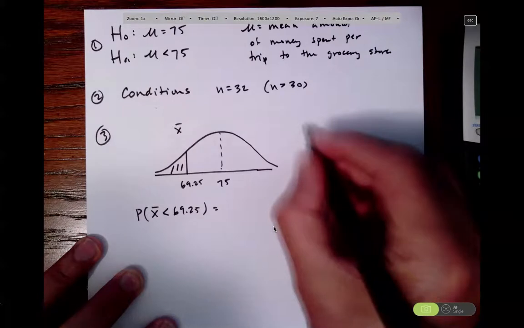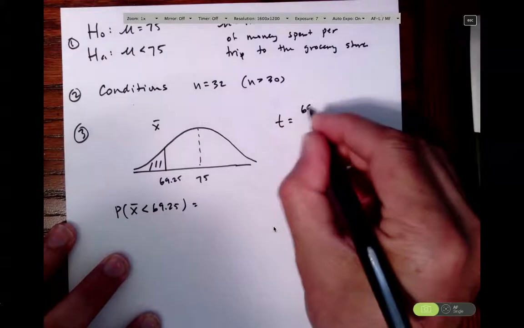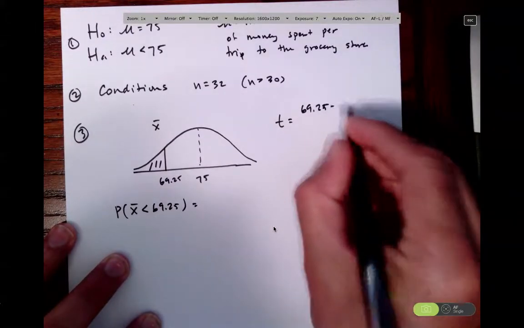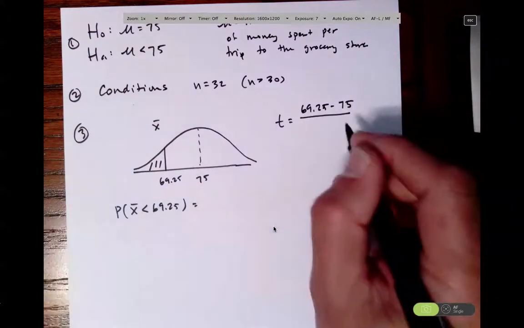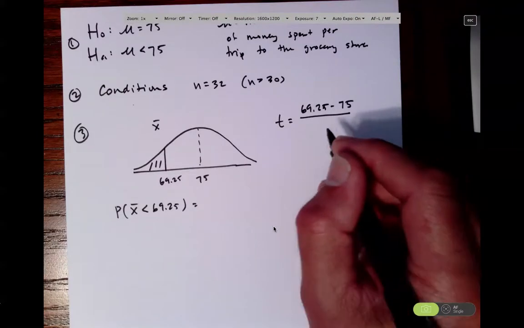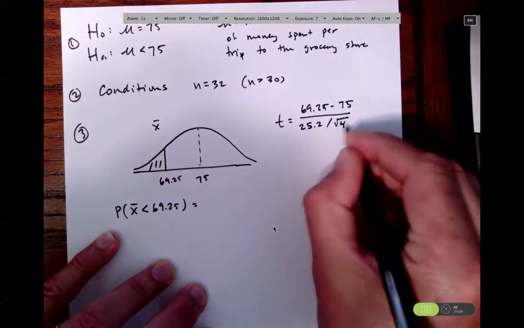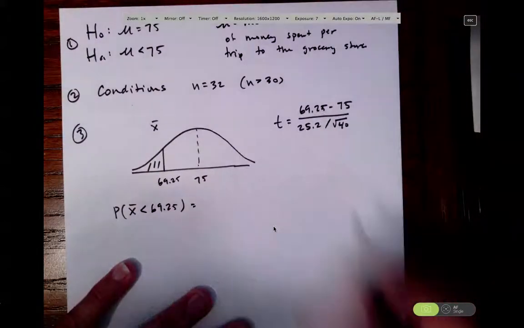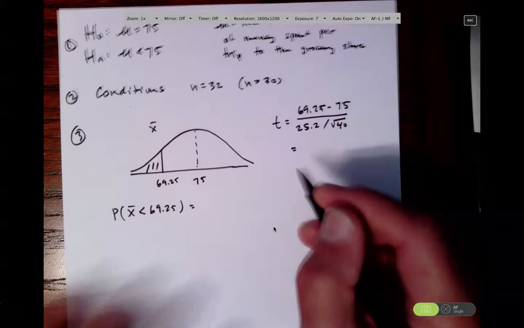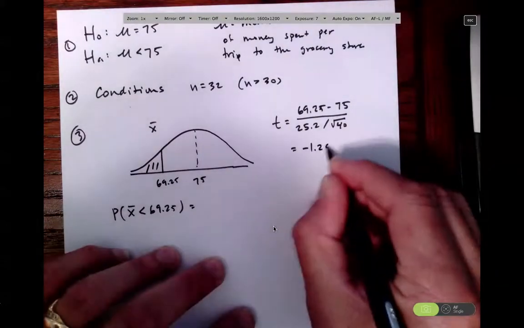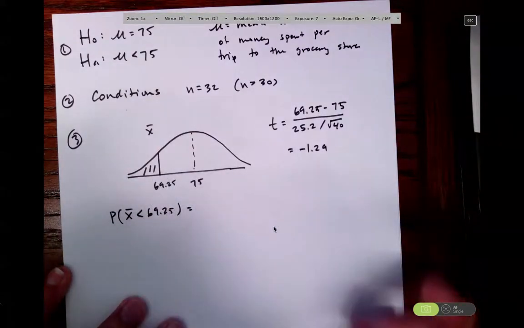So we're going to end up having to, again, calculate a t-statistic. That t-statistic is going to be found by taking 69.25, subtracting 75, dividing that by the standard deviation, which on this one was 25.2, and dividing that by the square root of the sample size, which was 40. We're going to find that the t-statistic here ends up being equal to negative 1.29. So again, you can think about this as being 1.29 standard deviations below the mean.